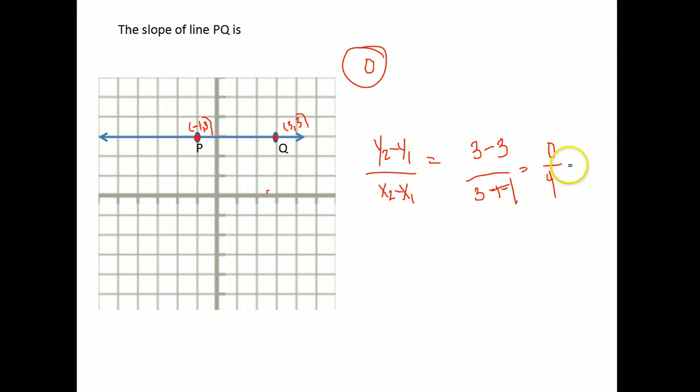Now notice my zero on top. If you have a 0 on top of your fraction, that's okay. Your answer is just a 0. If your zero's on the bottom, then it's undefined. So there are 2 ways we could find this answer. We could use the formula for slope to get a slope of 0, or we could just look at the line and say that has no slope at all. It's not slanted up or down, it's straight across.